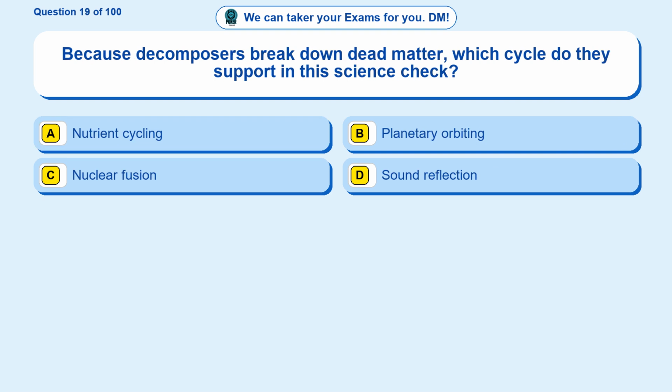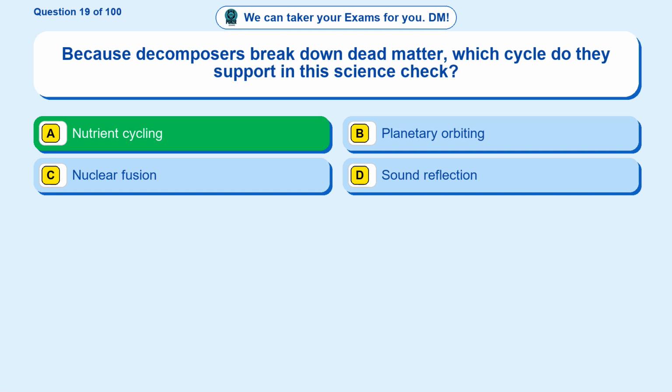Question 19. Because decomposers break down dead matter, which cycle do they support in the science check? Option A. Nutrient cycling. Option B. Planetary orbiting. Option C. Nuclear fusion. Option D. Sound reflection. The correct answer is option A.